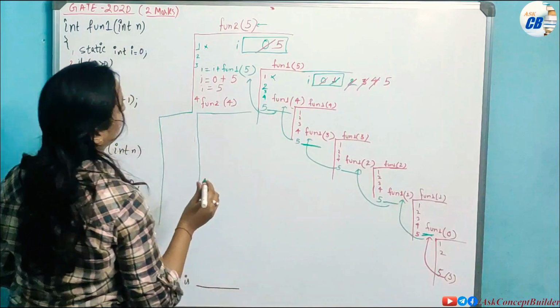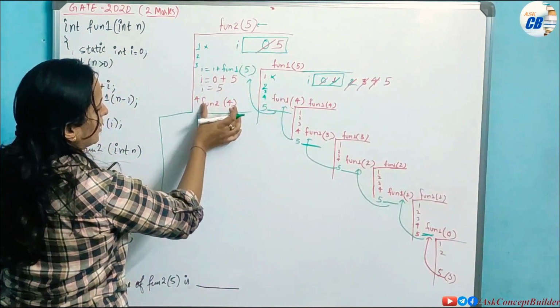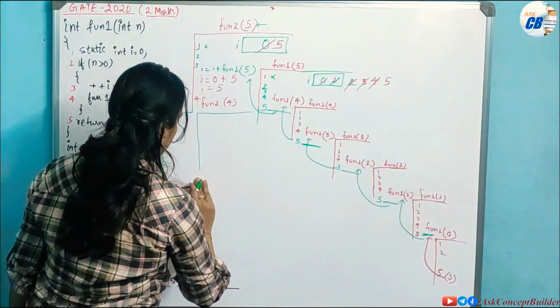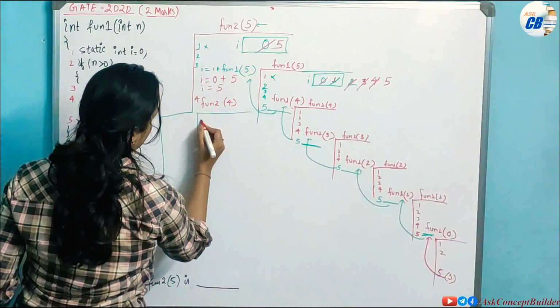Now this is fun2 4. Now this was fun2 5. So this we have executed, and the fourth statement again for this is fun2 4. So again we have to execute this fun2 4 function. Now see, the first statement for this will be executed.